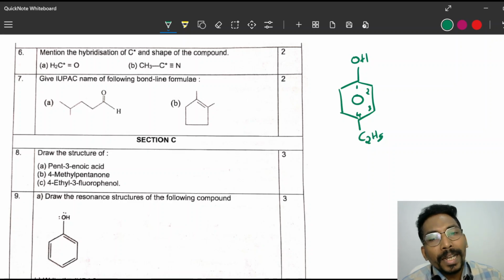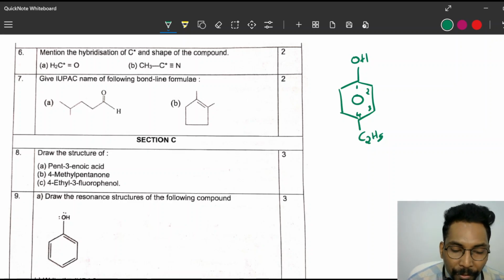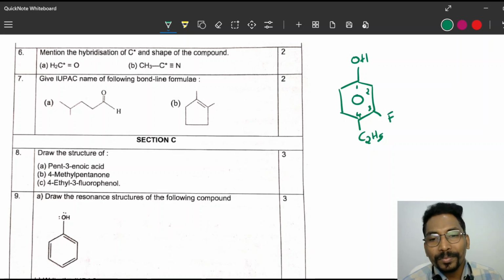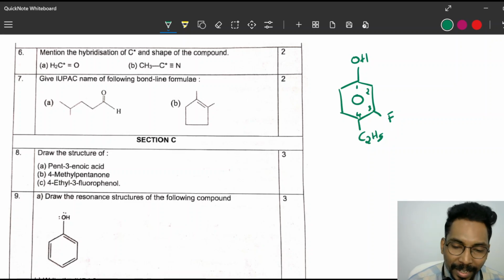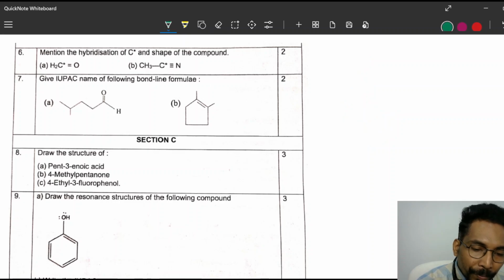C2H5, or you can write CH2CH3. Okay. And 3-fluoro. So on third carbon, one fluorine. That's it. Clear? Yes, good. Okay. So that's about that question. Now we can move to the next one. I hope this one is very clear, very perfect.